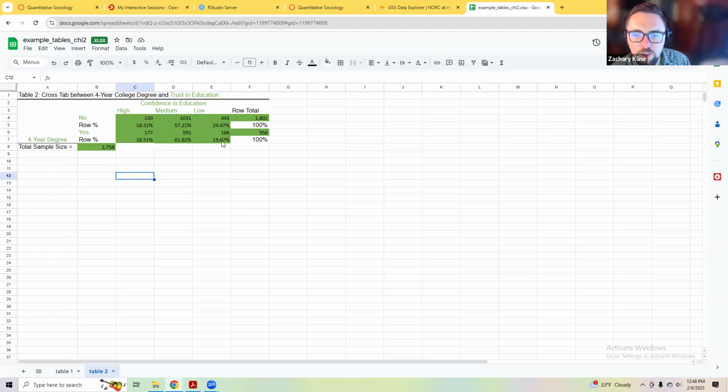Okay. So these are just the absolute differences. In fact, they're around 5%. There's a 5% gap here. So those who do not have a 4-year degree are 5% less likely to say they have a low degree of confidence in education than those who do have a 4-year degree.